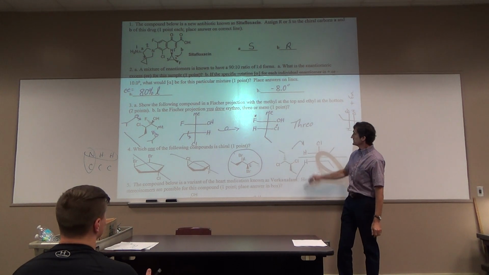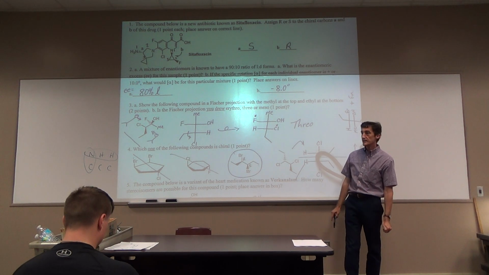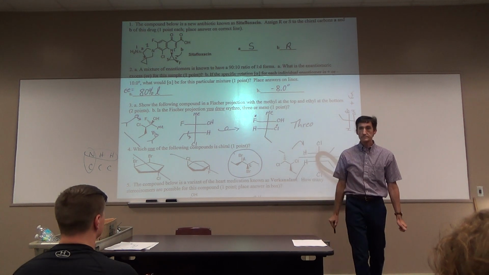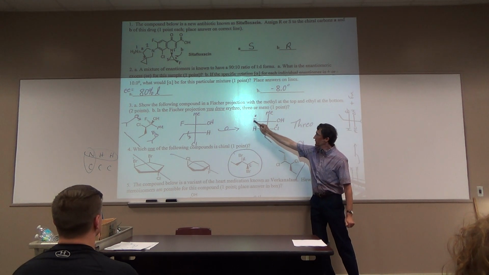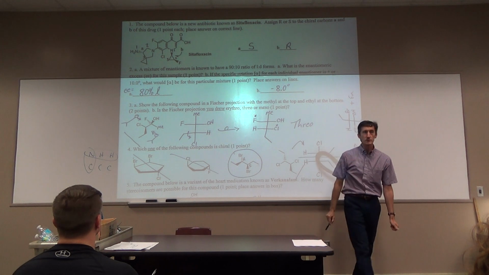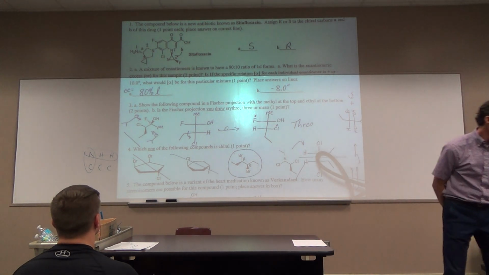Here's your Fisher projection, and it's 3O. The fluorine and chlorine high priority groups are on opposite sides of the Fisher projection, with the methyl and ethyl joined at the top. Fluorine on the left, chlorine on the right. How do we do? Questions?